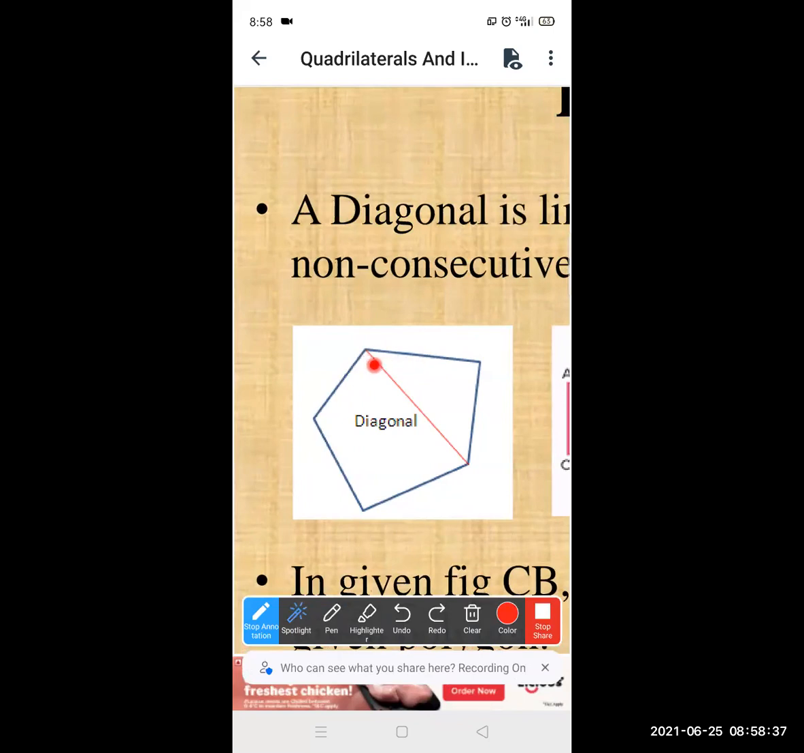After this, the point is joined here. These points are taken here. Now, this is one point, then this is the second point. So these points we can say are consecutive. This point and this point are consecutive, but this point and this point are non-consecutive, because after one point you keep the third point and you draw a line. This is called the diagonal.